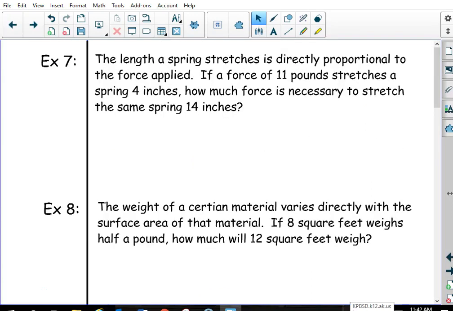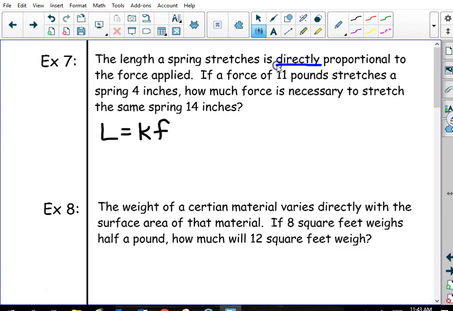Just more applications of linear functions, and because we still see these keywords show up, we know we're using proportional or variation. The length a spring stretches is directly proportional to the force applied. If a force of 11 pounds stretches a spring to 4 inches, how much force is necessary to stretch the same spring to 14 inches? So a force of 11 pounds stretches a spring 4 inches.